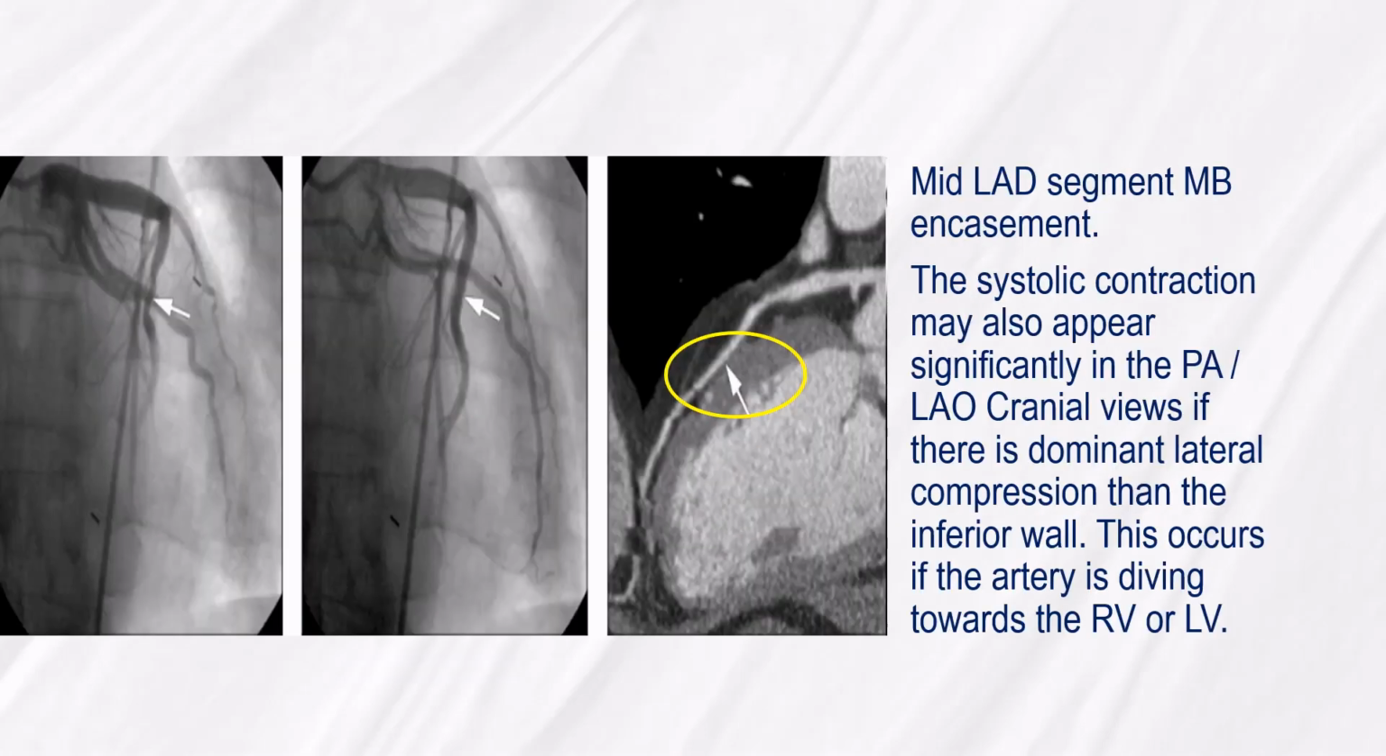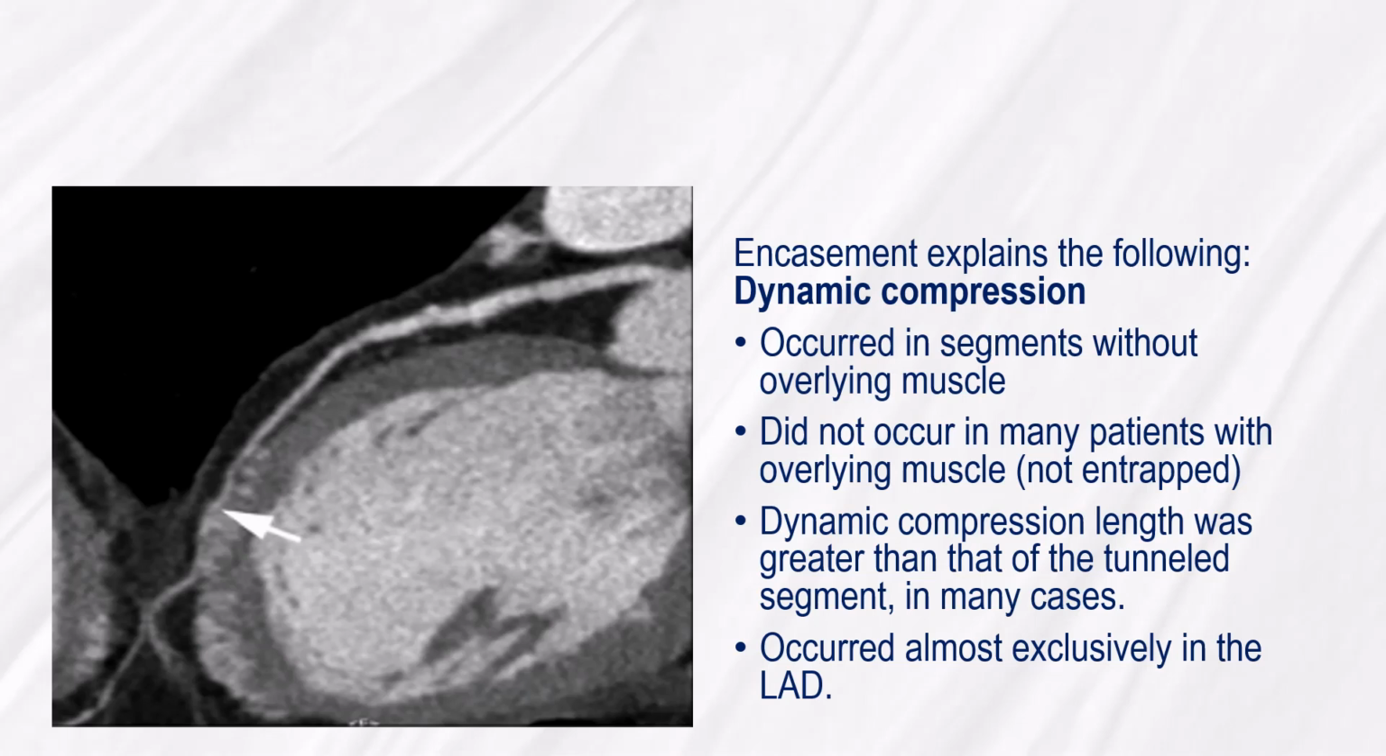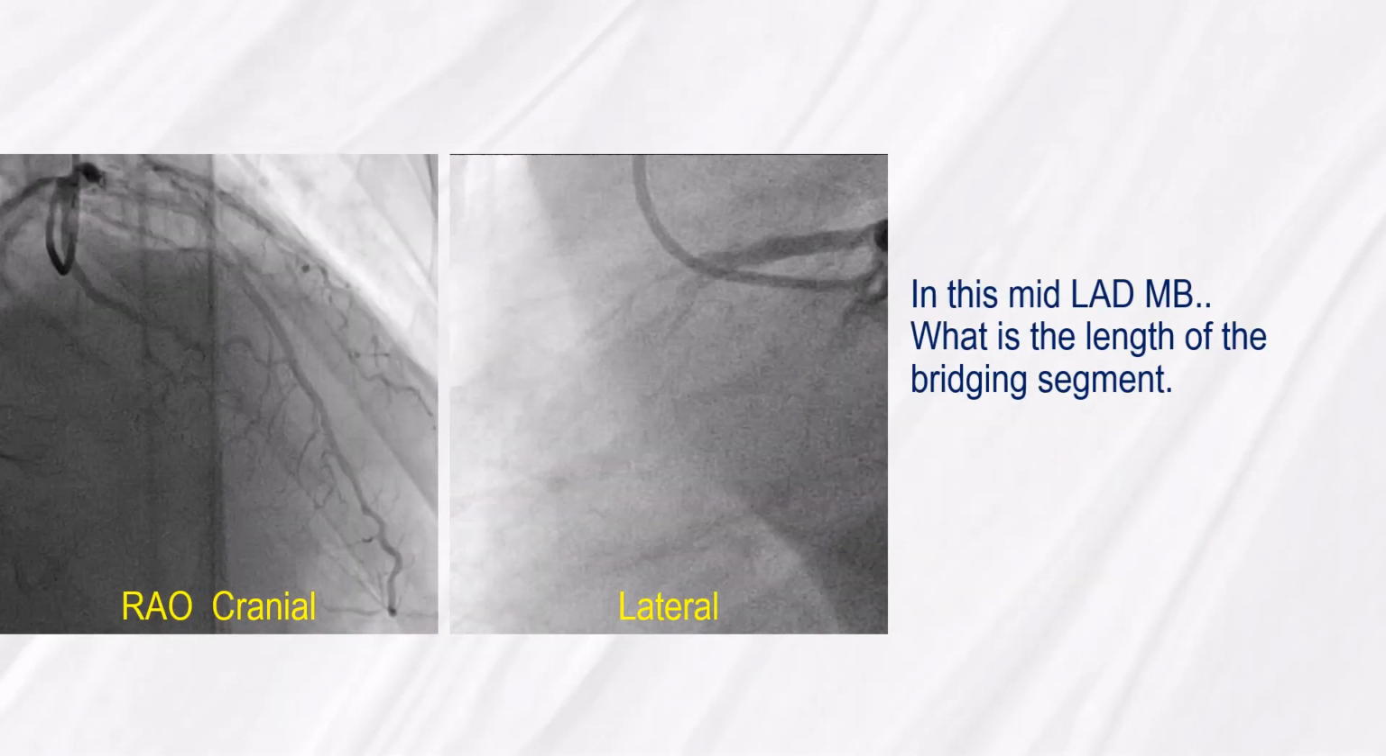Systolic contraction may also appear significantly in the PA and LAO cranial views if there is a dominant lateral compression rather than the inferior wall. This occurs if the artery is diving towards the RV or LV. Encasement explains the following. Dynamic compression may occur in segments without overlying muscle. It may not occur in patients with overlying muscle not entrapped. Dynamic compression length was greater than that of the tunneled segment in many cases, and occurred almost exclusively in the LAD. In this mid-LAD bridge, what is the length of the bridging segment?